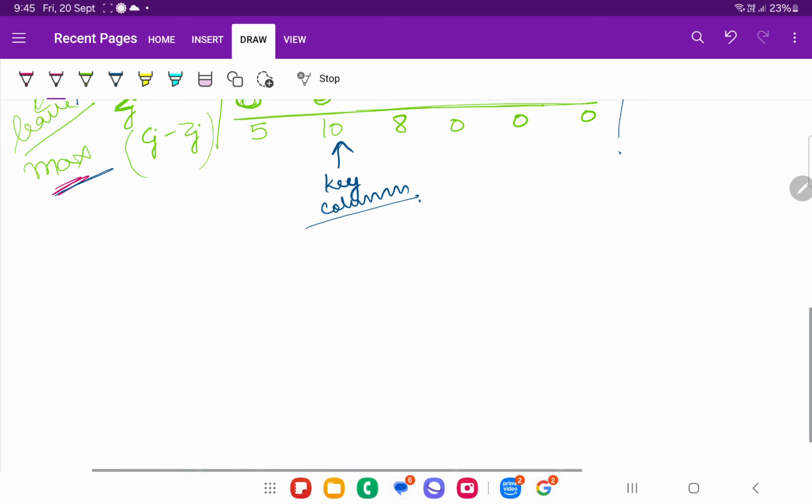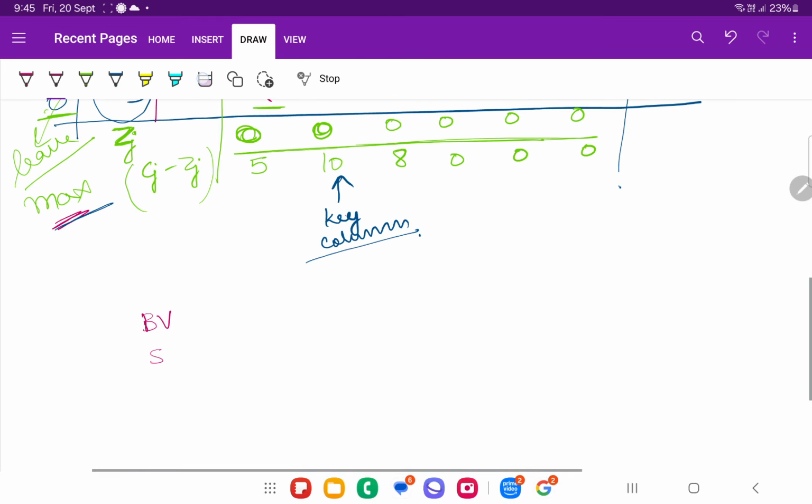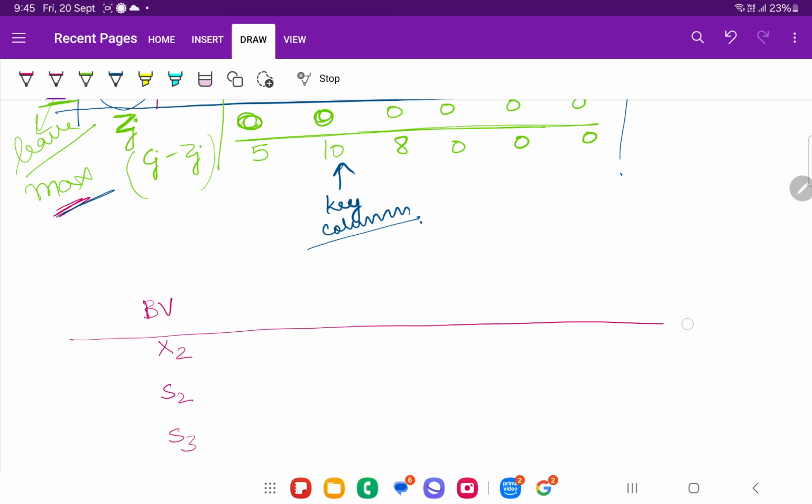So that means that my second table, when I write the basic variable column, in place of S1 I will have x2, then S2, then S3. So this is how it is going to be. S1 is replaced by x2 in the second table. This is one thing which you people have to note down. Now again I will make the columns x1, x2, x3, s1, s2, s3. These are the columns.